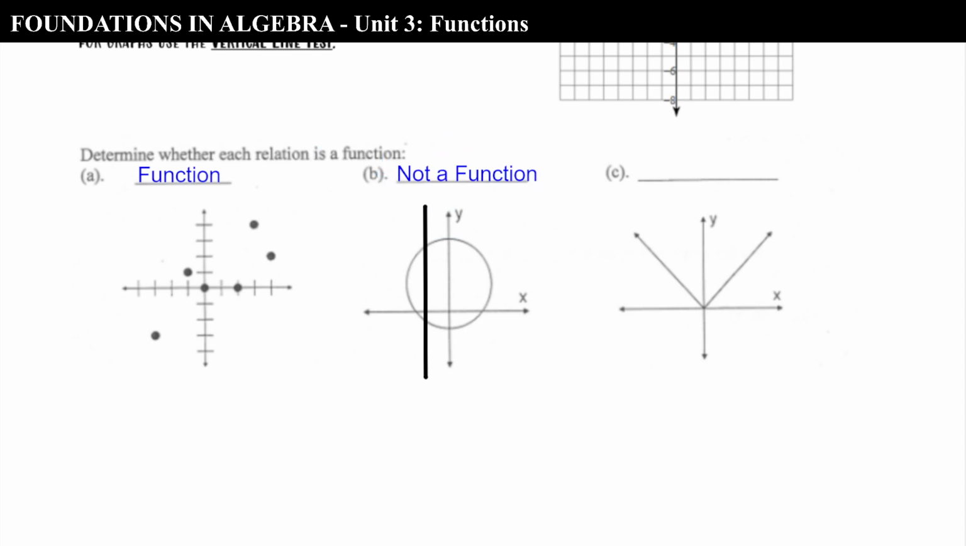And finally, let's take a look at the last graph. Here's our vertical line again. As we pass it through, you notice at no point do we have the graph crossing our vertical line twice. And so since we don't cross our vertical line twice, we can say that this one is a function.